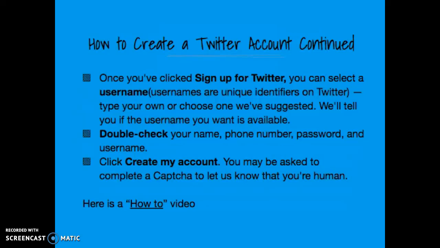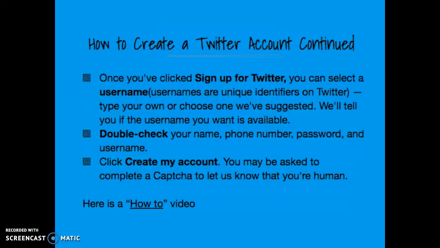Once you've clicked sign up for Twitter, you can select a username. This goes with your Twitter account, so people usually try and make it something that would go along with the page. Like we have a 5th grade page at my school, and we just have it called NH 5th Cs. Our school is Normandale Hills, so the NH stands for Normandale Hills, and then 5th Cs for 5th grade.